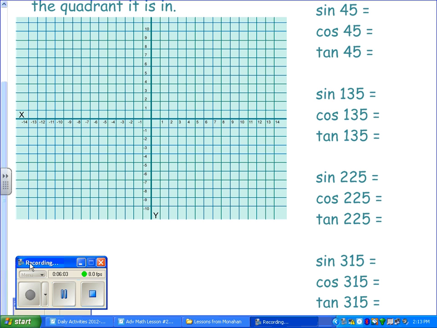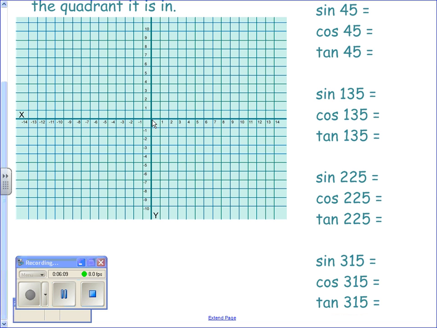So 45-degree triangle, where would we put that? The first quadrant. If this is a 45-degree triangle, what would be the length of this? 1, the length of this one. Okay, so what would be the sine? 1 over square root of 2 or square root of 2 over 2, either one. Cosine is also 1 over square root of 2. What about the tangent?